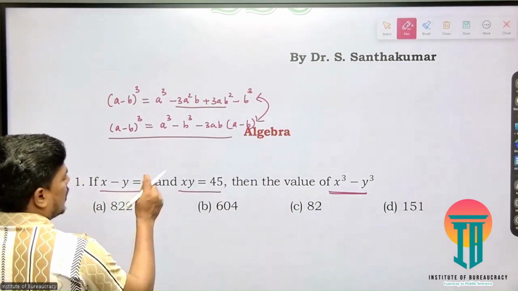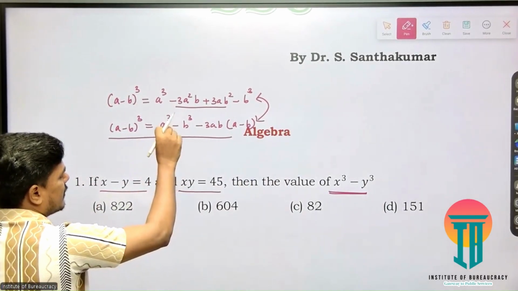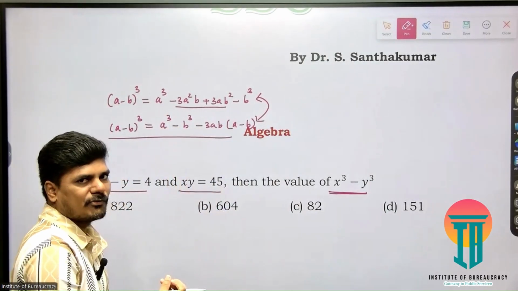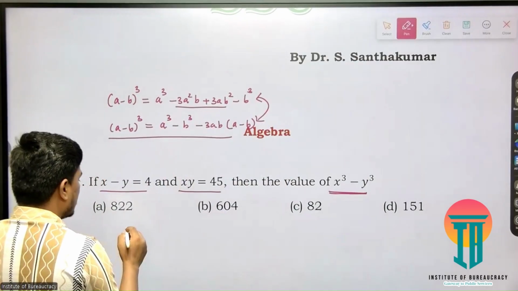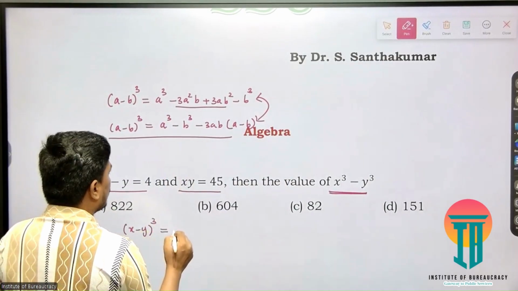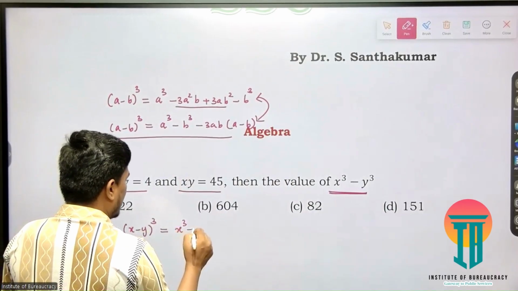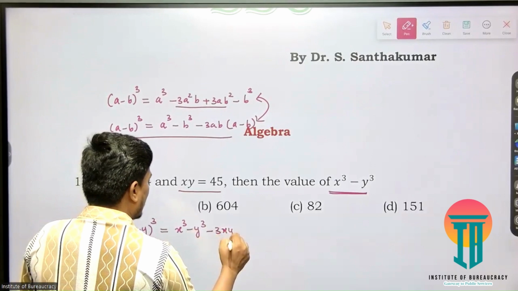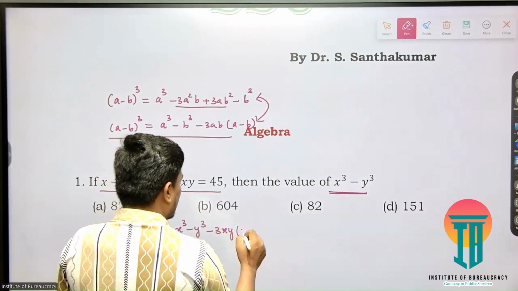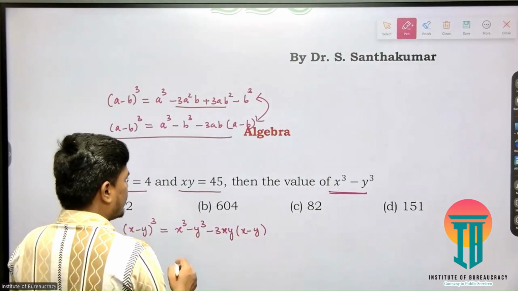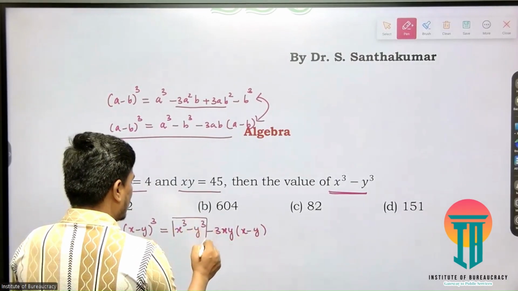Now, what is the formula? It is in terms of a and b. If I write the same formula in terms of x and y, it becomes x minus y the whole cube equals x cube minus y cube minus 3xy into x minus y. This is the formula.